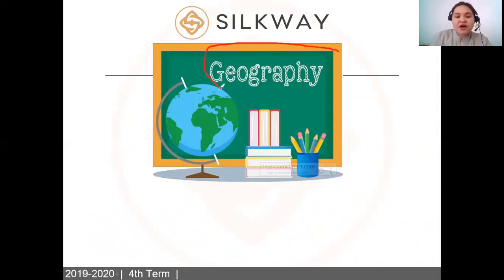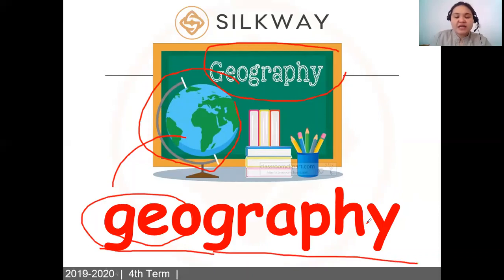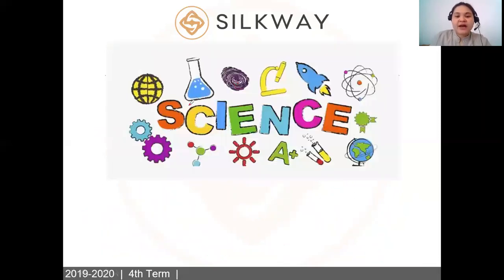Next, very obvious, we have the word geography. When you say geography, this is actually a study of the earth and the things that you can see inside the earth. Geo means earth. So it's a study of the earth. Can we say it again? Geography. Let's move on.